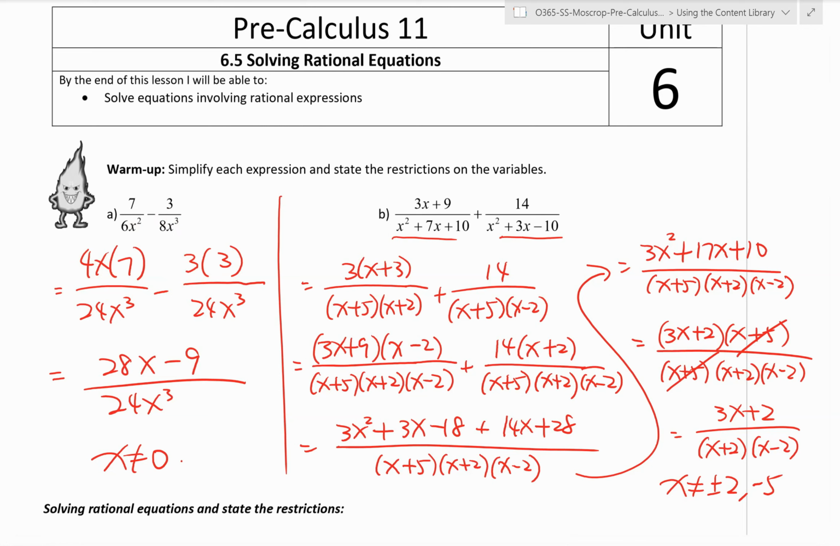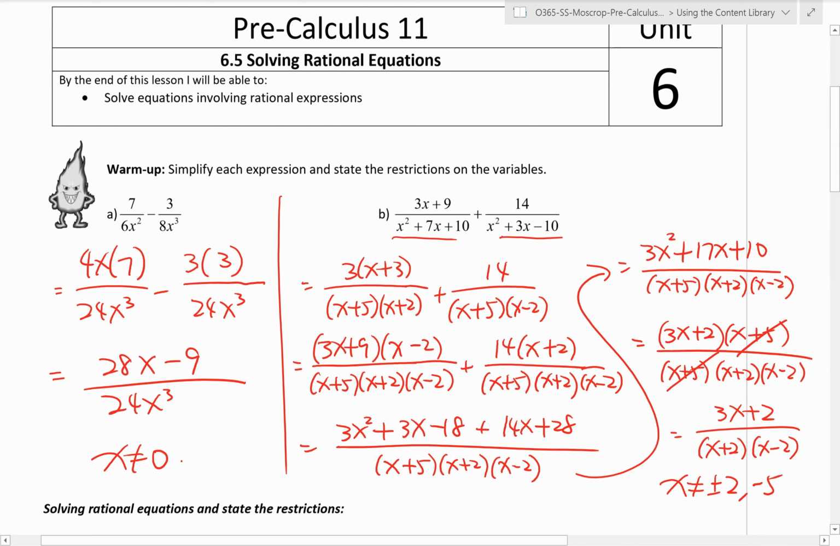Part B is slightly longer. You need to factor. Again, you should always factor first. Here you can factor the 3. Unfortunately, it didn't help us, but you know what? You should factor it out just in case it does help. For the denominator, you get x plus 5 and x plus 2. For the second fraction, you get x plus 5 and x minus 2.